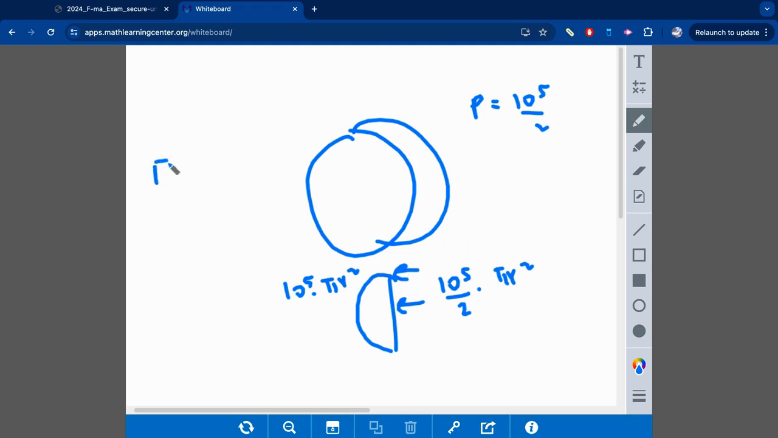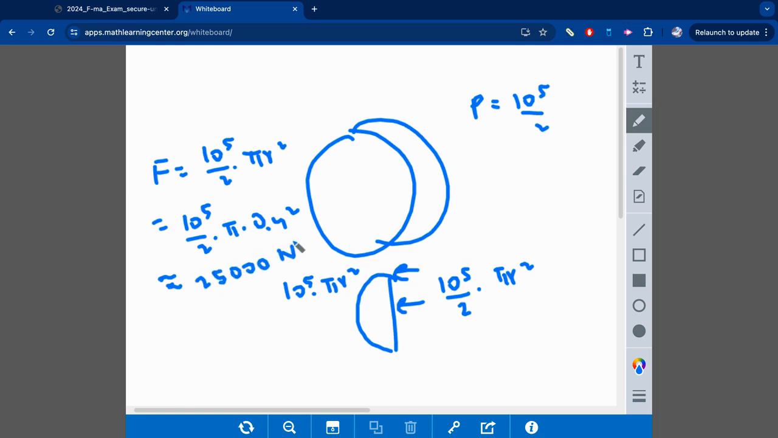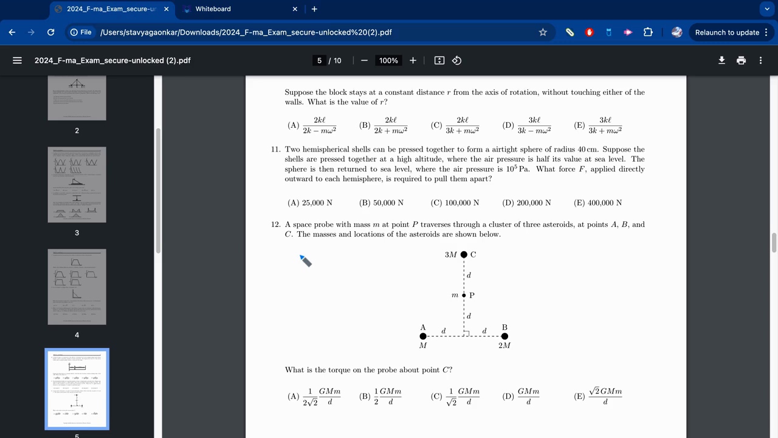So that means F is going to be 10 to the fifth over 2 times pi r squared, which is 10 to the fifth over 2 times pi times 0.4 squared, which gives us about 25,000 newtons, which is A.